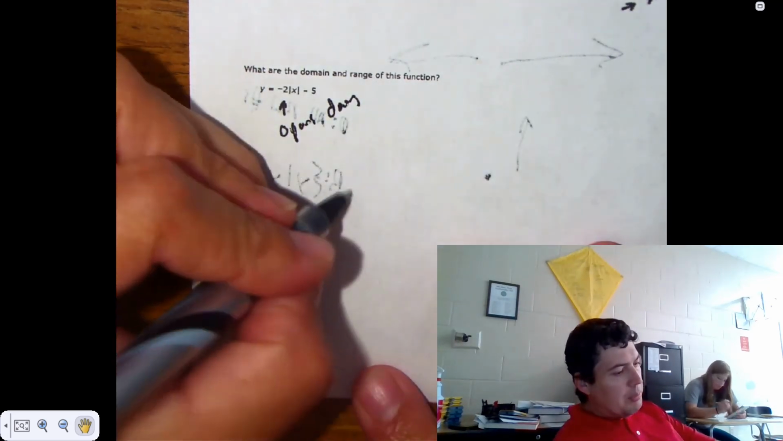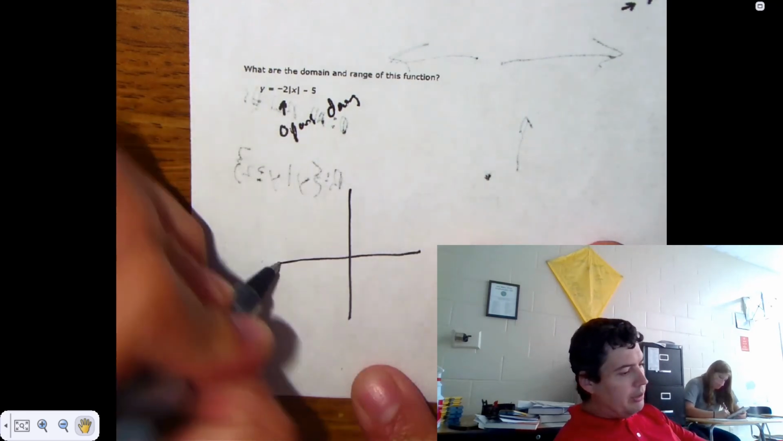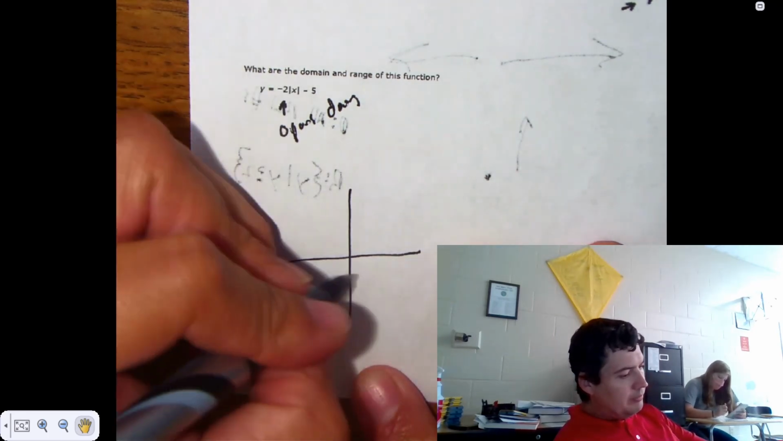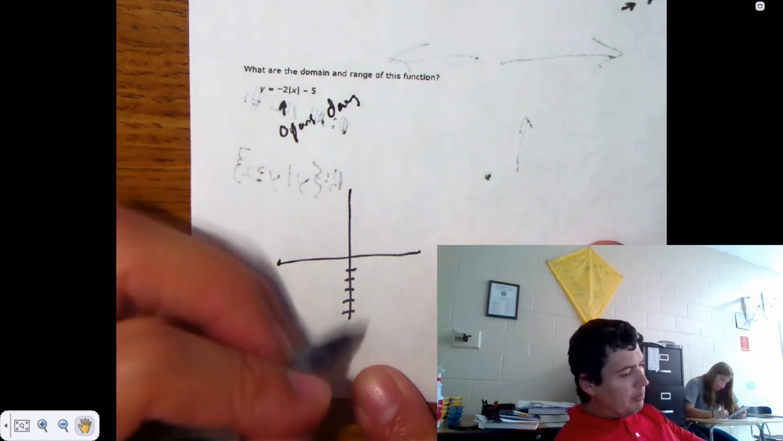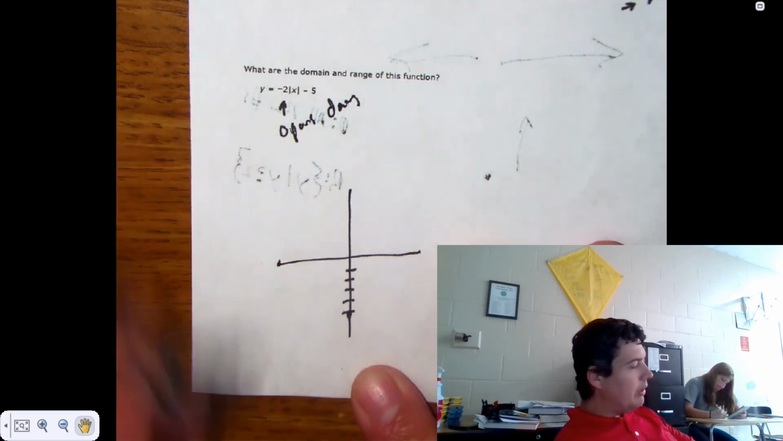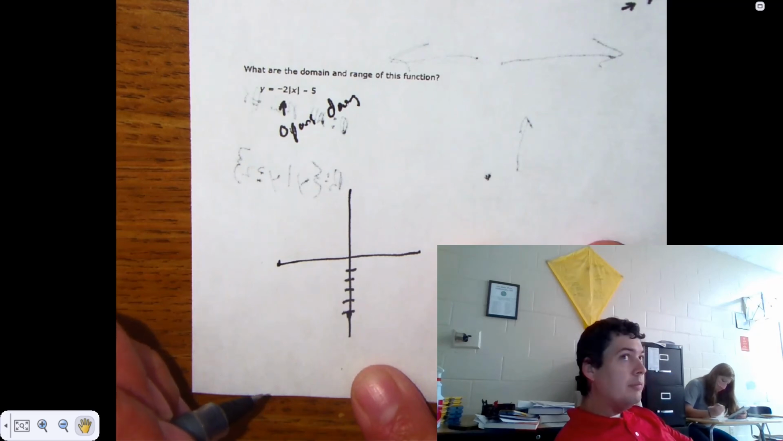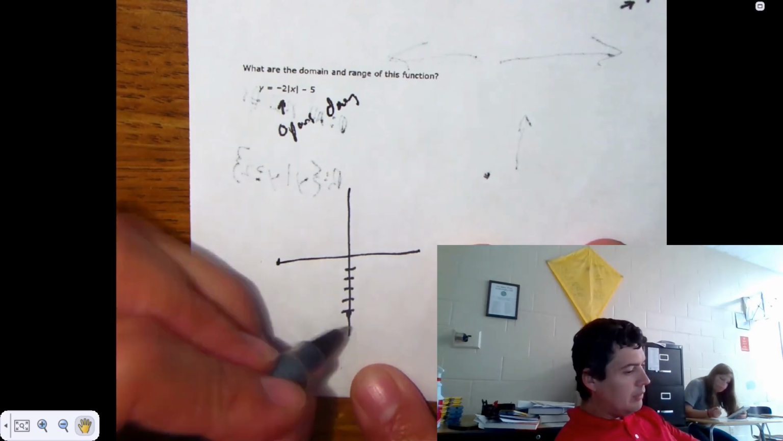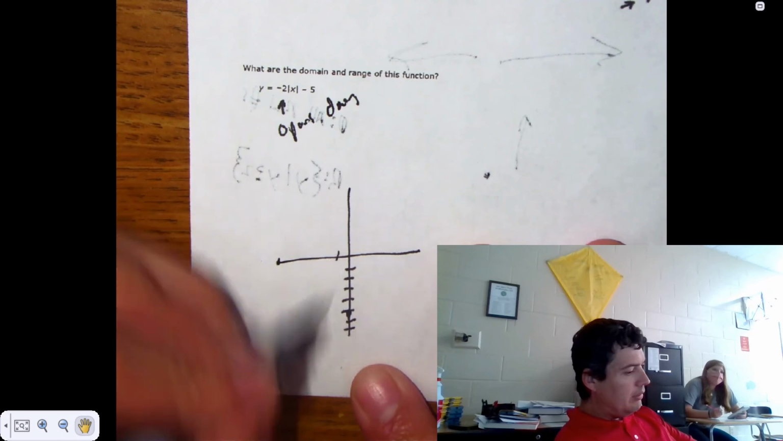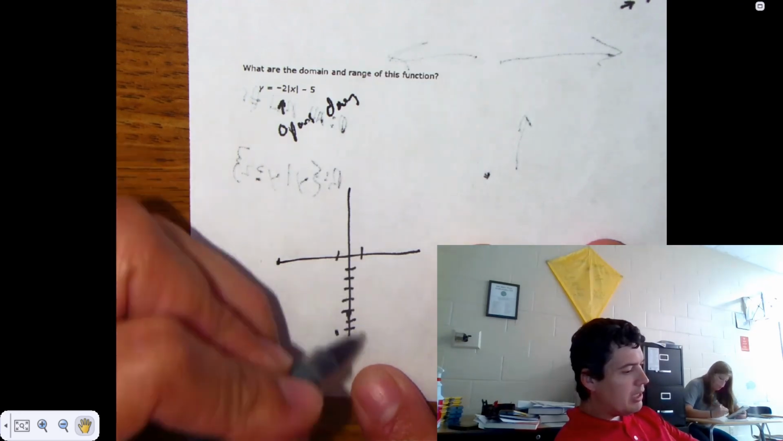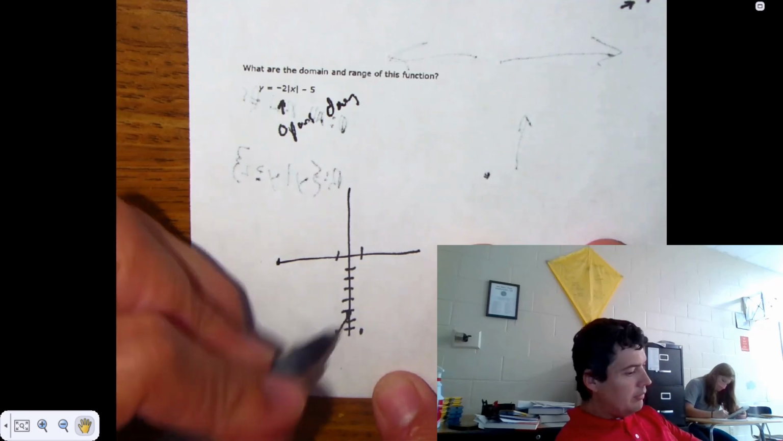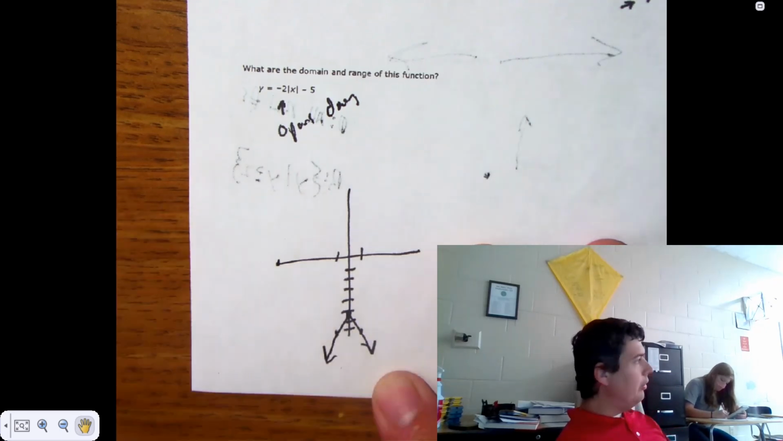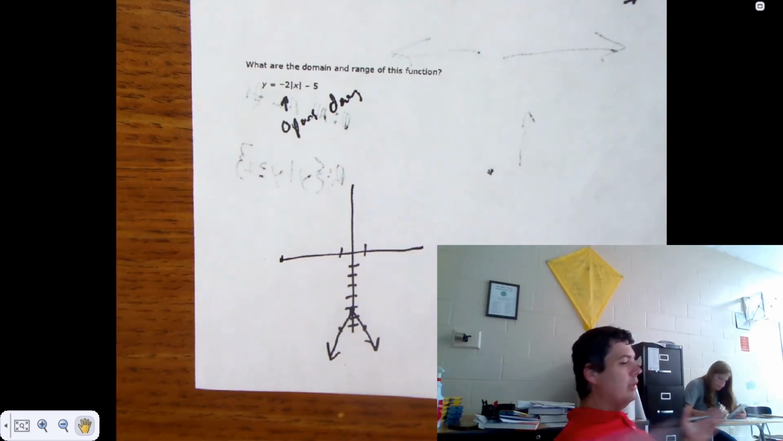Now, if I was doing this by hand, what I would do is I'd fall 5, because that says minus 5. I'd plot a point, and from that point, what would I do? Go down 2 and over 1, both sides, because it's absolute value, and absolute values are V's. But if you've been doing your IXL, you already know that. That's what it looks like.